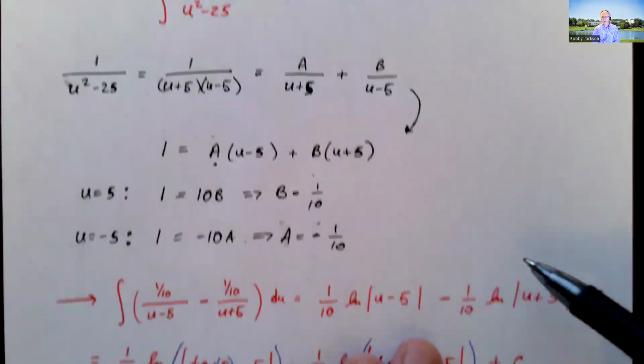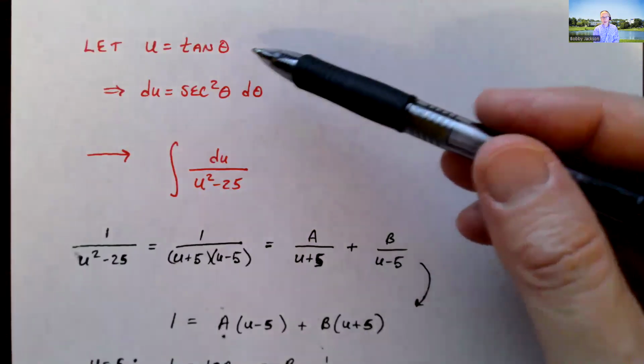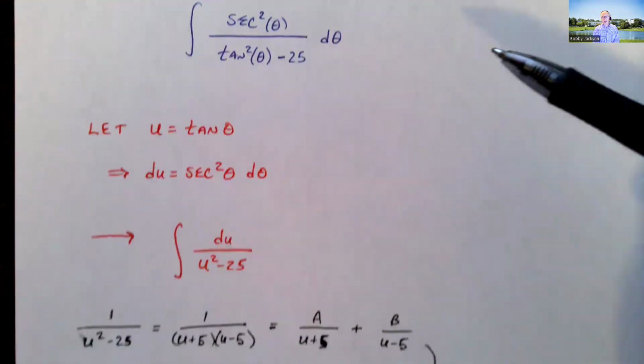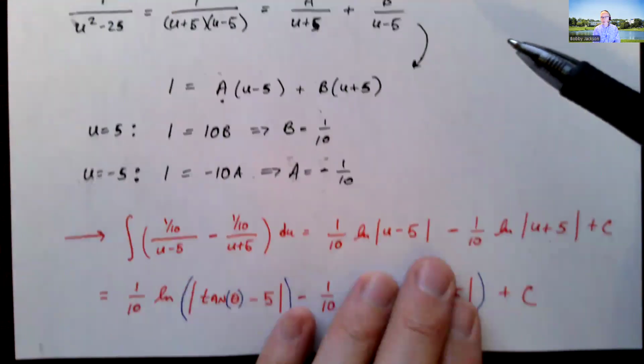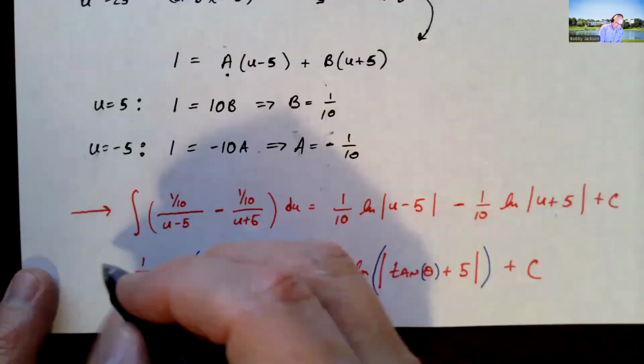This is not the final answer, though. Remember the u, we did a little substitution to get here. If you remember, u was tangent theta. We want to go back to the original variable. Here's our original integral in terms of theta. So to go back to the original variable theta, I let u be tangent theta, and I get this down here as my answer.